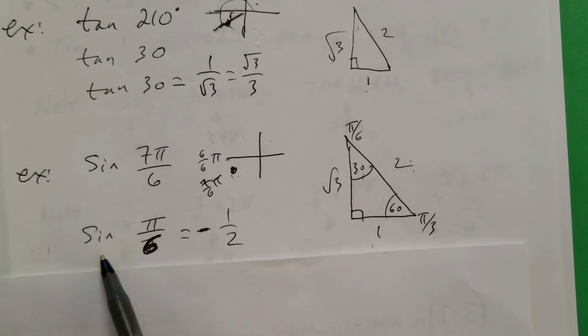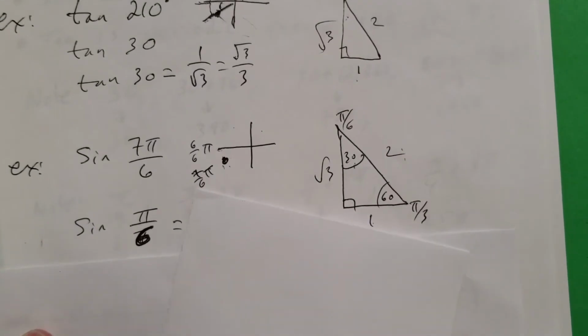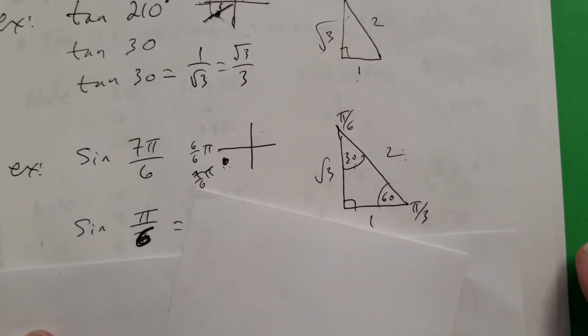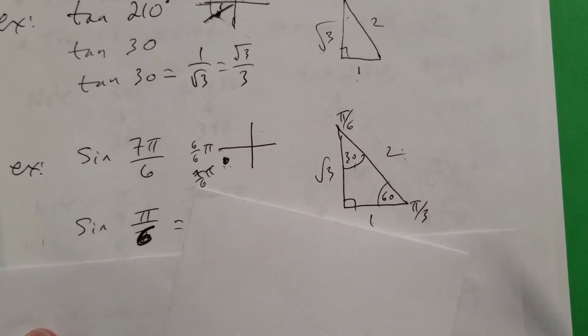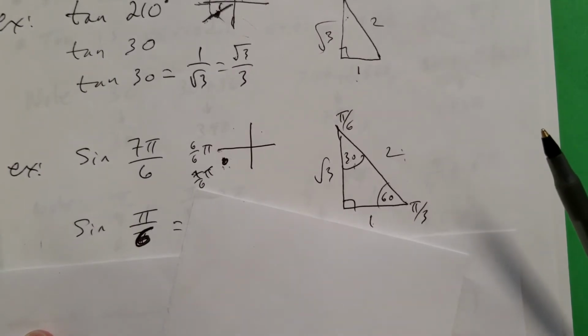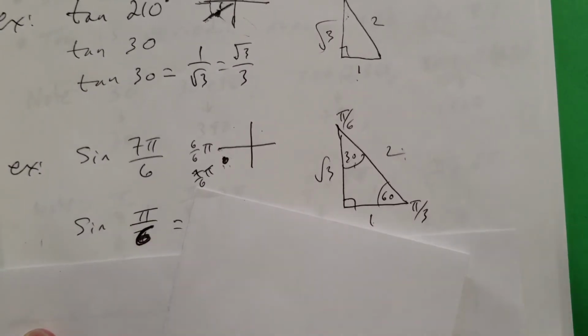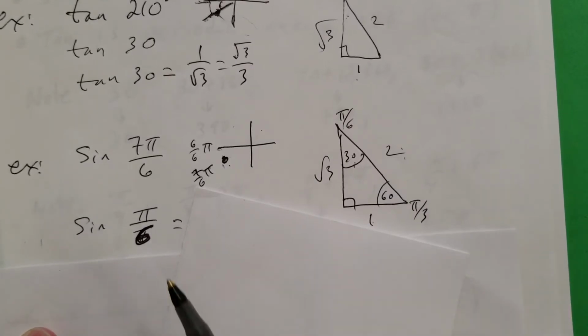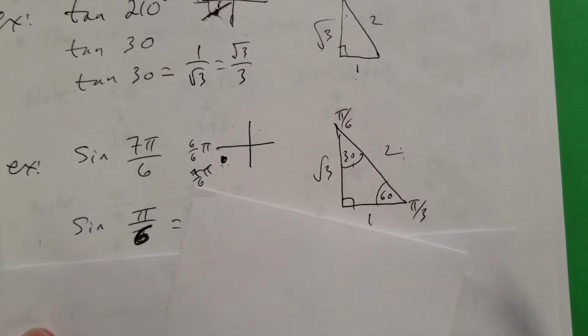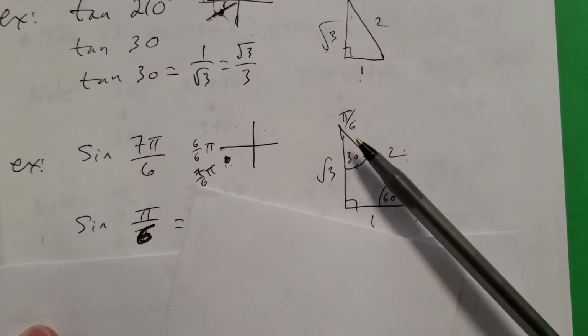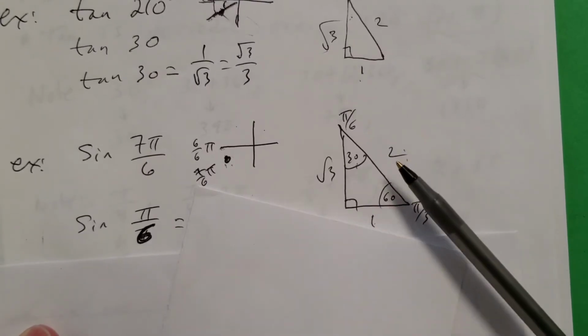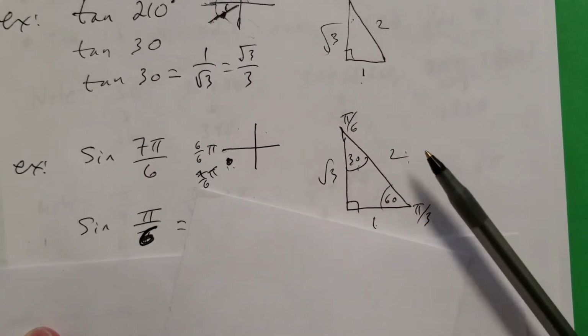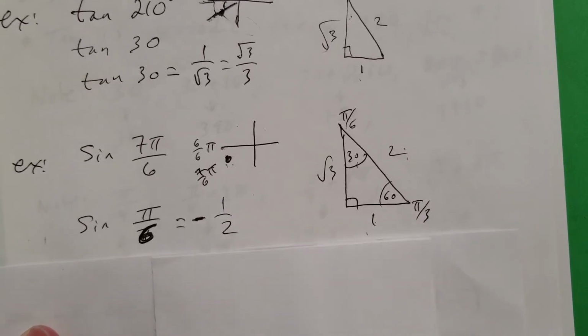So I'm really looking for sine of pi over 6. And I recognize that as 30 degrees. Okay? If you didn't know it was 30, you just use the calculator to change it, right? Times 180 over pi. So sine of pi over 6 would be opposite over hypotenuse. That would be 1/2. But wait. It's negative 1/2, right?